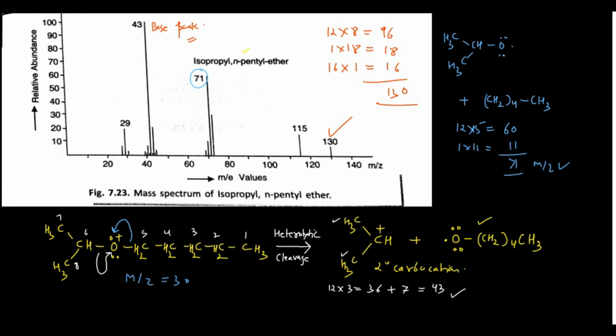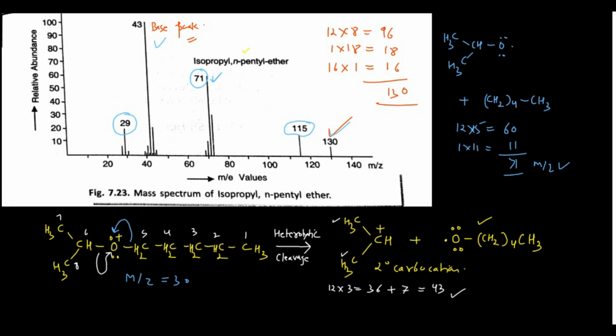So this peak is also there. I have explained this 43, I have explained this 130, I have explained this 71. However, these two peaks are also there. This 29 is also there, as well as this 115. But these two peaks, guys, they are not very strong. Since they are not very strong, you can ignore them.